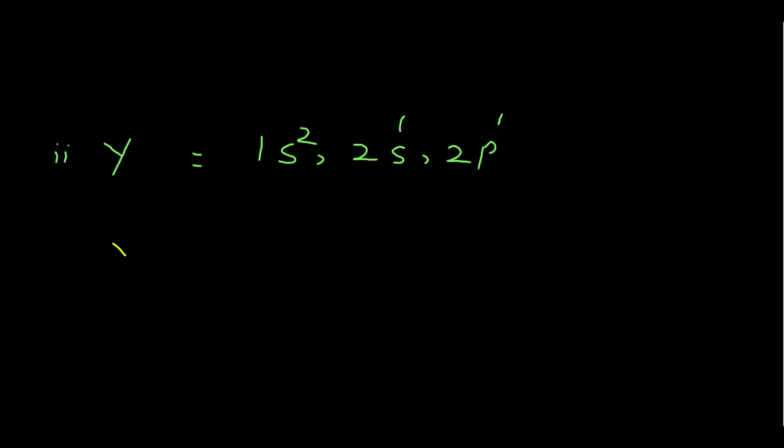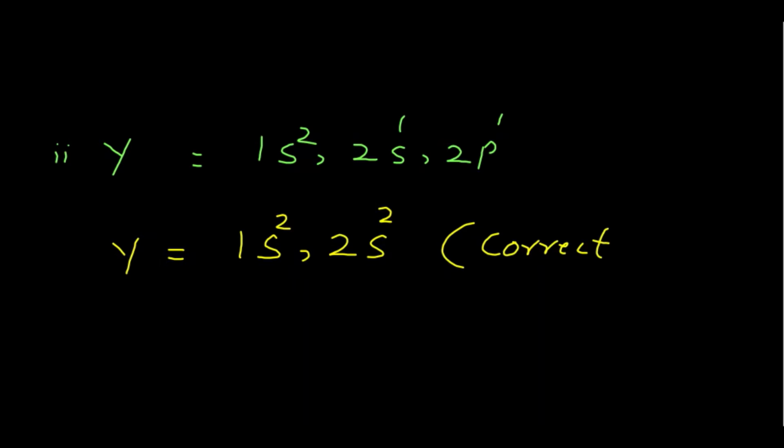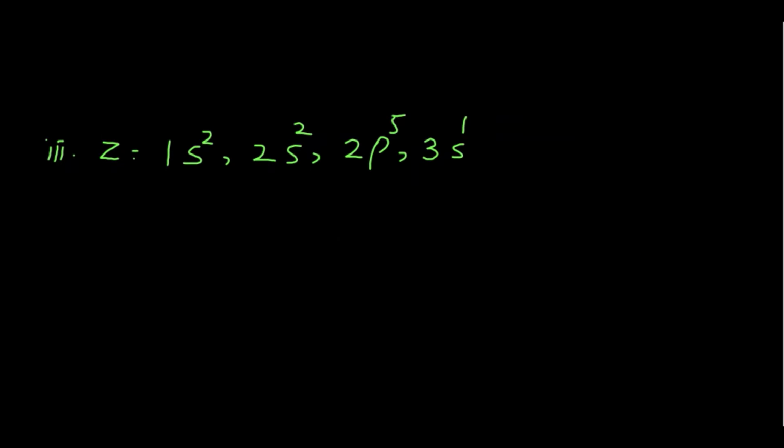Now we will write the correct electronic configuration for element Y. The correct electronic configuration for element Y is Y is equal to 1s2, 2s2. This is the correct electronic configuration for element Y. I hope this is clear. Now see the next element which is given.